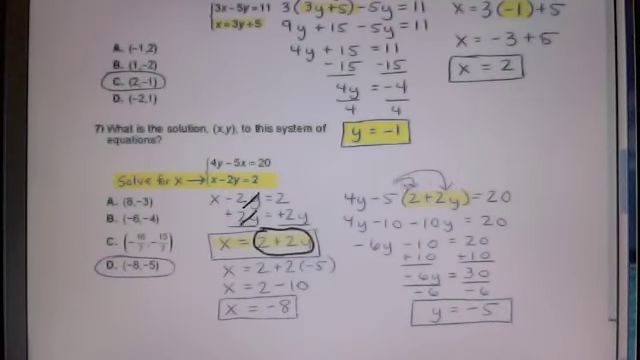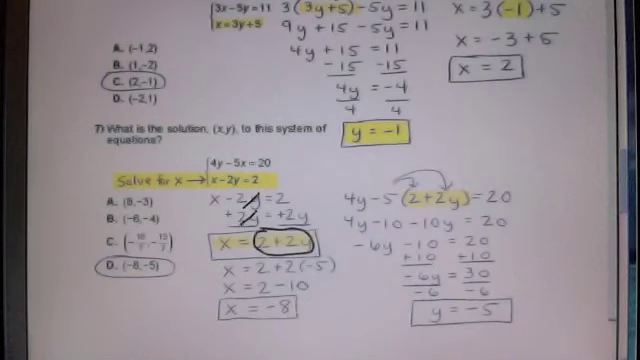Then I want to distribute. So negative 5 times 2 is negative 10, and negative 5 times 2y is negative 10y. Now combine your like terms, your 4y and your negative 10y combine to give me negative 6y. Bring down the negative 10 equals 20. Now you have a two-step equation to solve, so add 10 to both sides, bring everything down, divide by negative 6 on both sides, you get y equals negative 5.